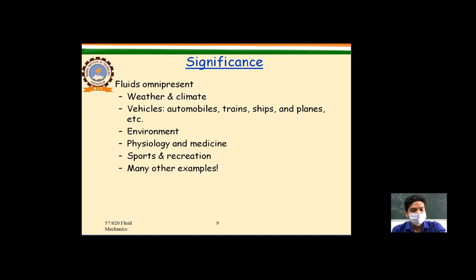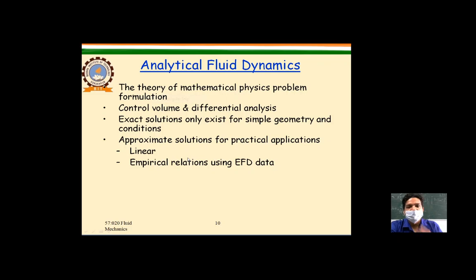The next slide is related to the significance. What does significance say for the wind turbine? The significance of wind turbine may be understood under the following points. First one is weather and climate. Next one is vehicles, automobiles, trains, ships, planes, environment, physiology, medicine, sports, recreation. Many other examples are there for the significance of wind turbine.